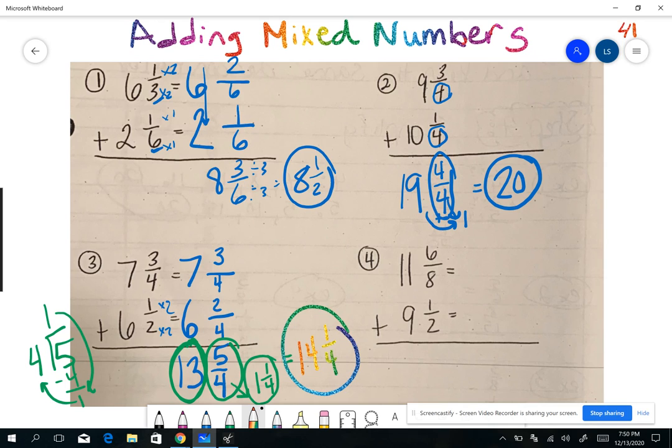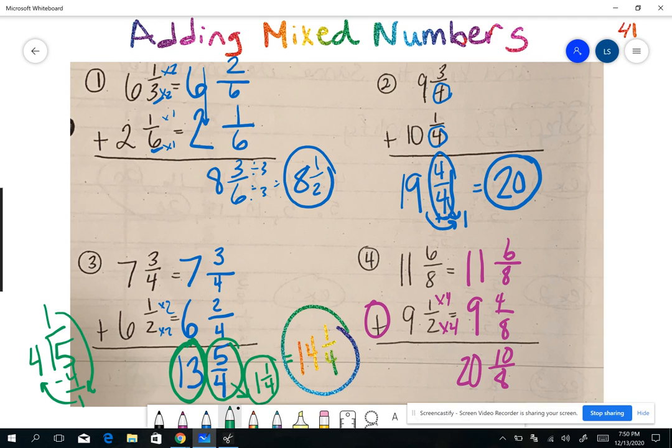This one's going to be a lot like this, except it's going to end up needing reduced. So I'm going to try to show you everything I can think of. They both have a common denominator of 8. So this is going to stay 11 and 6/8. This is going to get times by 4. Now I'm going to add them. I get 6 plus 4 is 10 eighths. And this 11 plus 9 is 20.